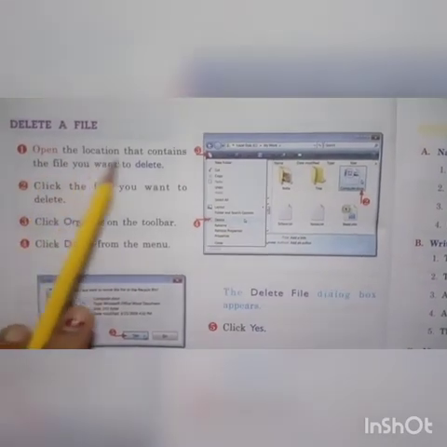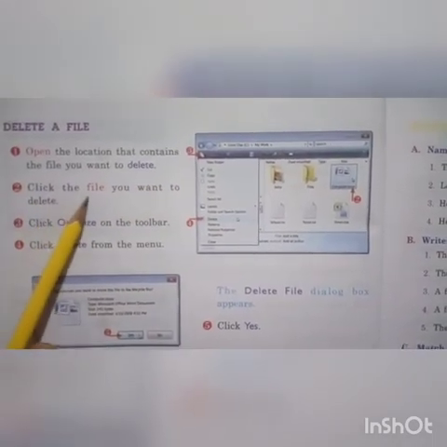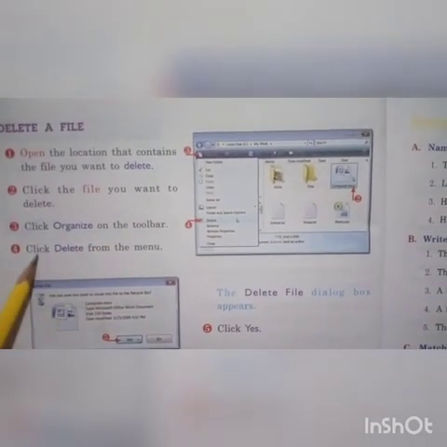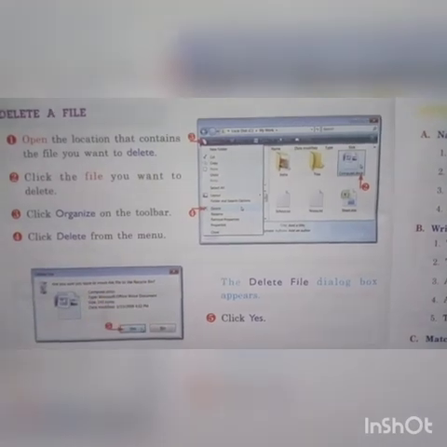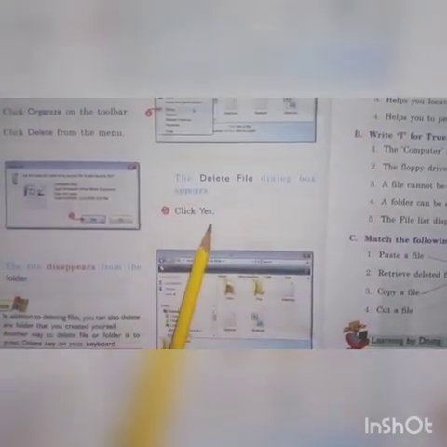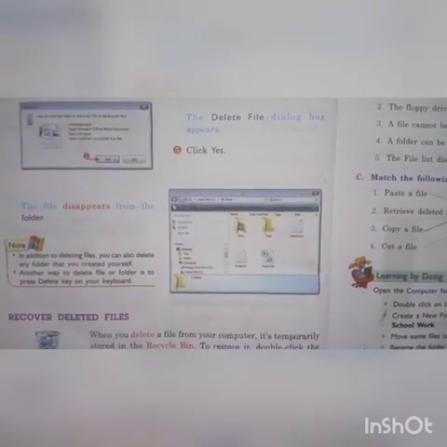Open the location that contains the file you want to delete. Click the file you want to delete. Click organize on the toolbar. Click delete from the menu. The delete file dialog box appears. Click yes. The file disappears from the folder.